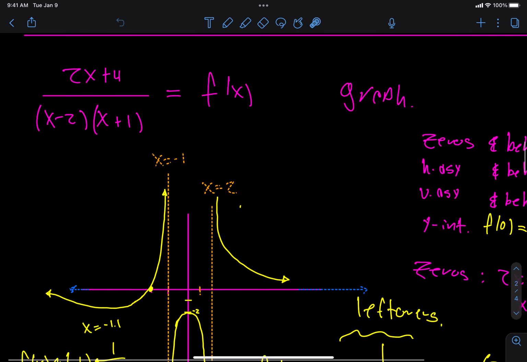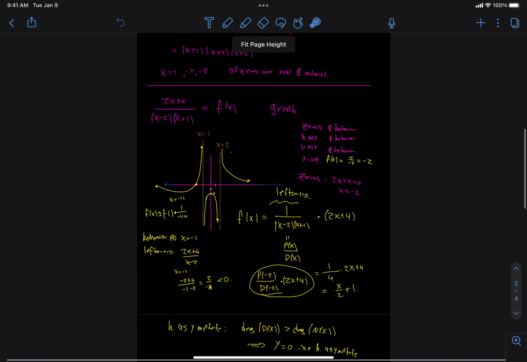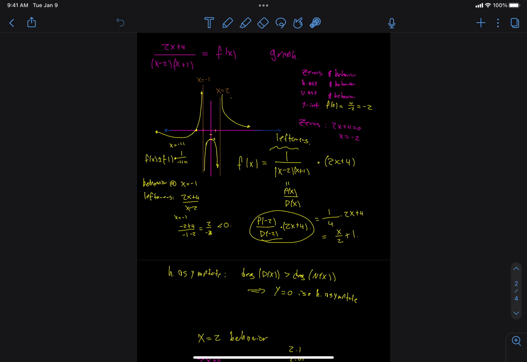Okay, well that took longer than I was expecting, but these guys really are a pain to try to graph. So again, it's about the zeros, the horizontal asymptotes, the vertical asymptotes, and the y-intercepts. If you remember those things and you can work your way through the behavior on each side of these things, then you can make a pretty convincing picture. Any further questions on the rational function?